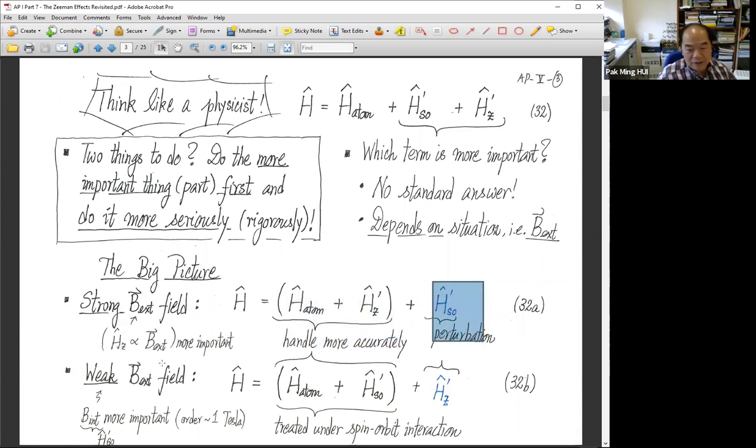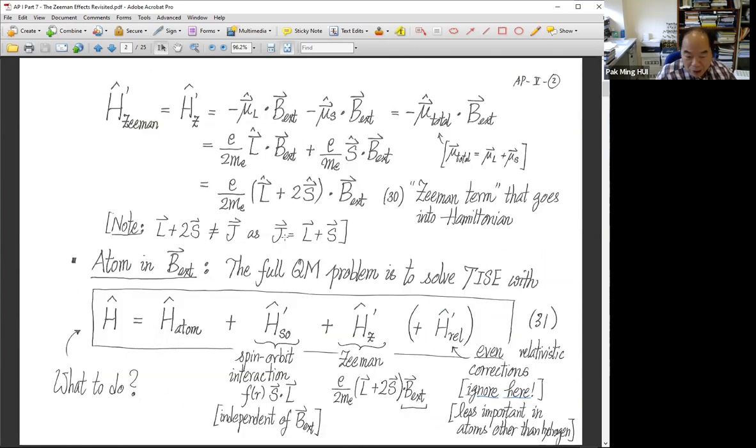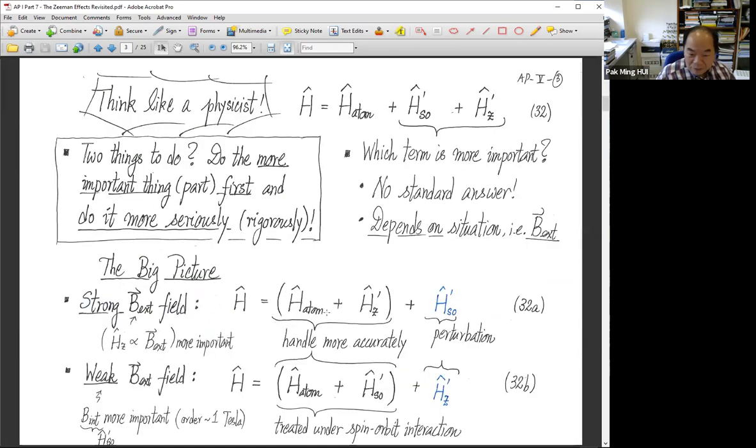On the other hand, if you are poor, you don't have money to buy a good magnet, your field is about 0.1 Tesla, 0.5 Tesla. First, do the spin-orbit part. We just did it, we know how to do it. Do this part seriously, more accurately, that is to say, invoke the J label, and then do this part. Take first order perturbation, it will work. So that is the strategy we will do next time.